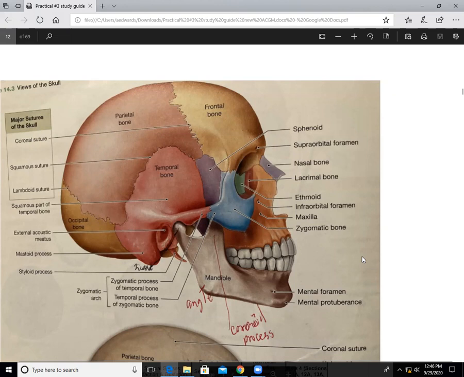Some things that I wanted to add on the mandible: the curvature of the jaw forms an angle, and you call that the angle. This kind of hook up here is called the coronoid process, C-O-R-O-N-O-I-D process. And then this more rounded piece here is the head of the mandible. So I want to make sure you can see those structures as well.